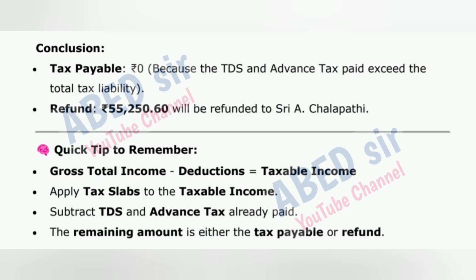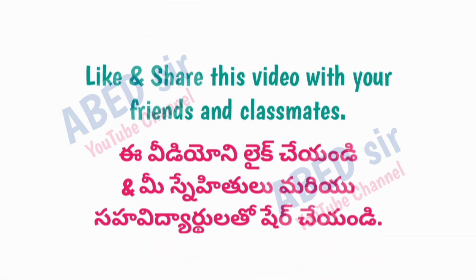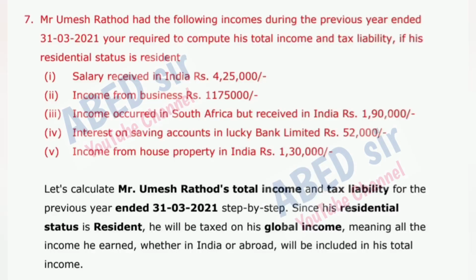Gross total income minus deductions is equal to taxable income. Apply tax slabs to the taxable income. Subtract TDS and advance tax already paid. The remaining amount is either the tax payable or refund. Next important long question is 7.